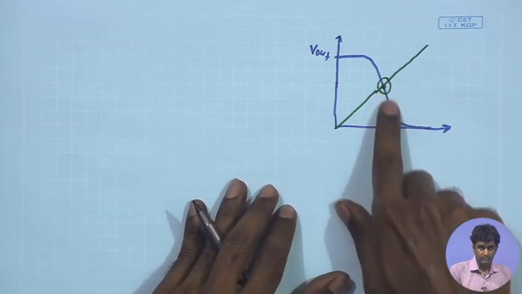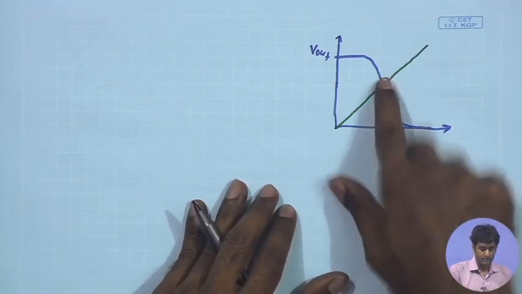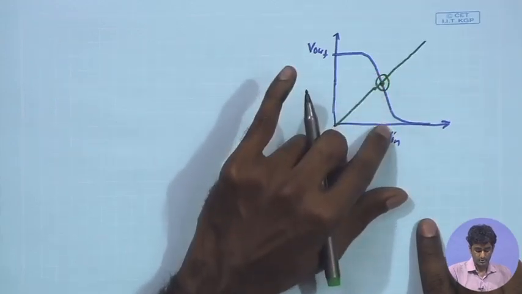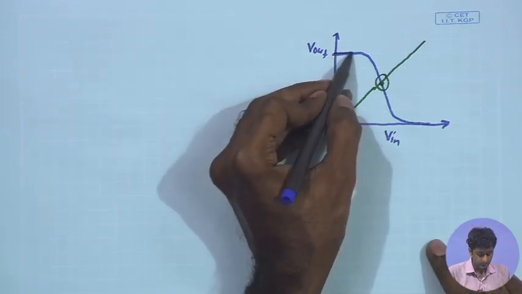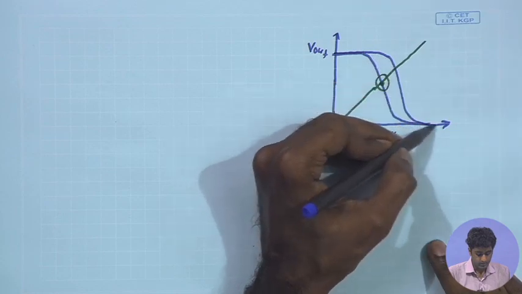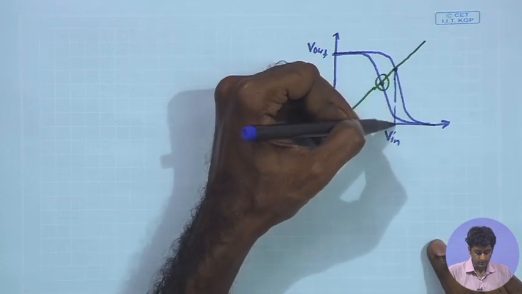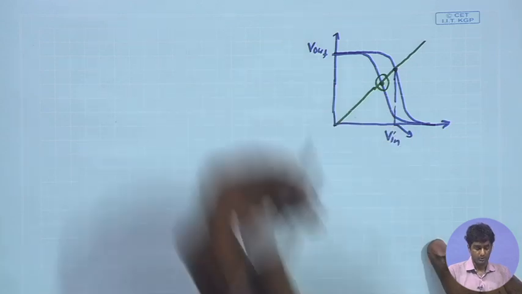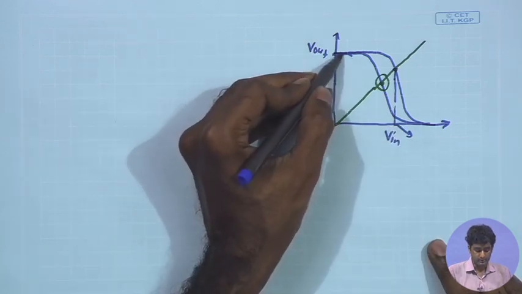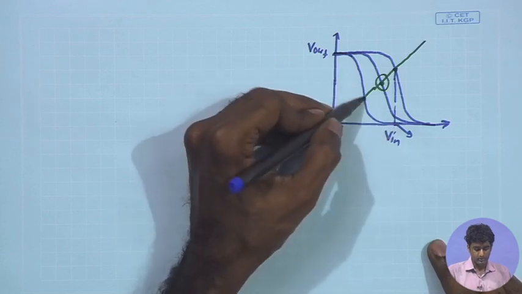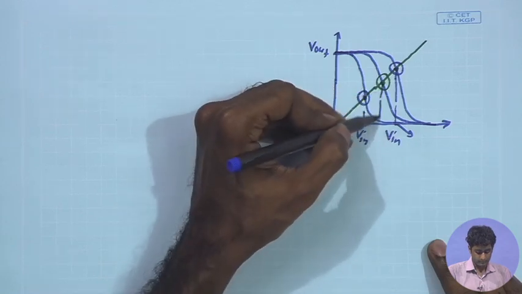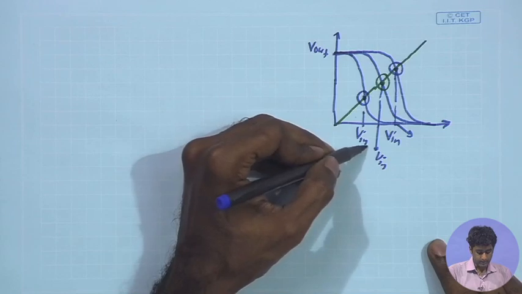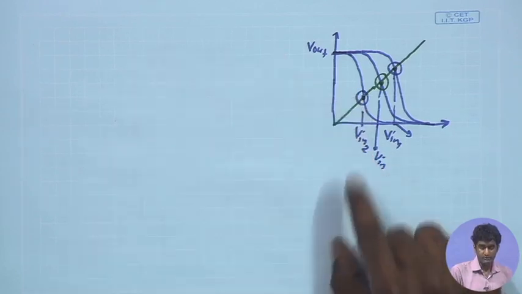And the trip point can be seen as the threshold of the inverter, the input value at which it is going to switch from high to low. For example, if you have a higher trip point, we expect that this curve will be moving further over here, and therefore this is the value of V in for which it will be switching down. Likewise, if the trip point of the inverter is lower, we will expect that this is the value of V in for which the inverter is going to switch down.